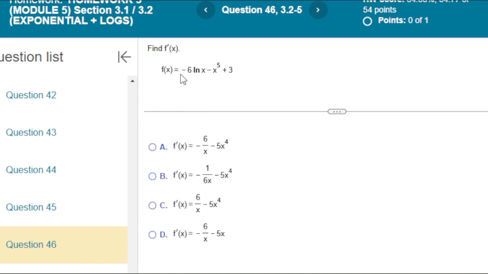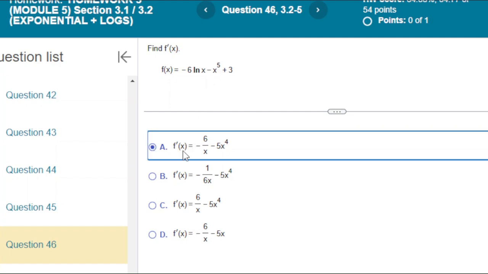Okay, same thing for this one. Remember, the derivative of negative 6 times ln of x would be negative 6 times 1 over x, or in other words, just negative 6 over x. And then you have the derivative of x to the fifth would be 5x to the fourth. So it's actually going to be part A here, right? Negative 6 over x minus 5x to the fourth.